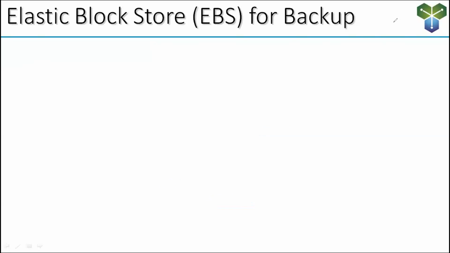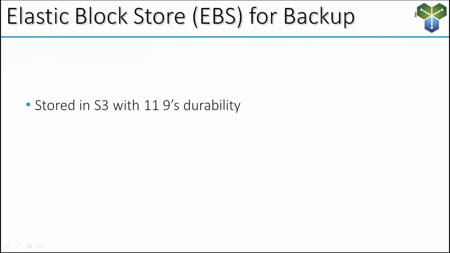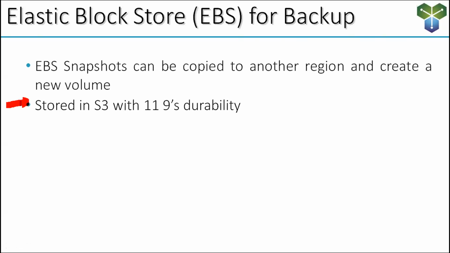Okay, so another option, Elastic Block Store. You may know EBS as the volumes for your virtual machines, or your EC2 instances, I should say. These are the volumes for your EC2 instances. And if we take a snapshot of an EBS volume, it's going to be stored in S3 with that same 11 nines of durability. So EBS snapshots are very durable, just like anything else stored in S3.